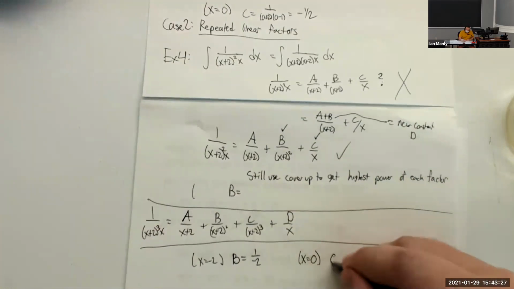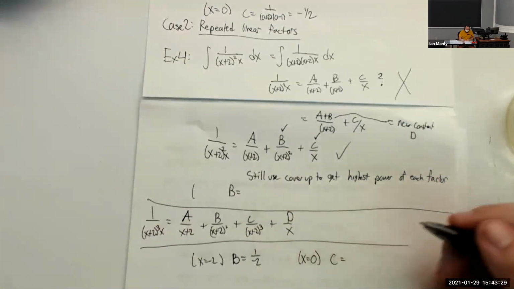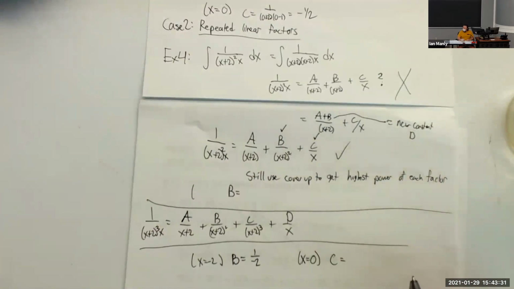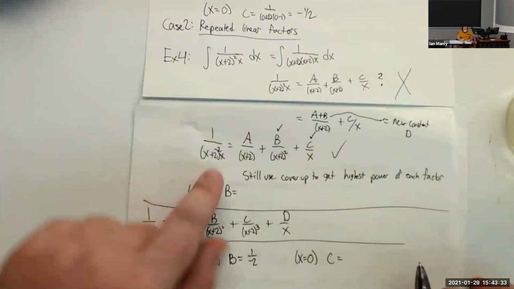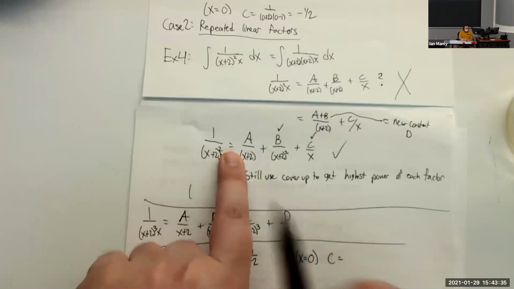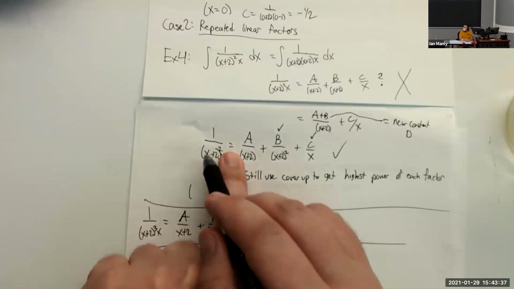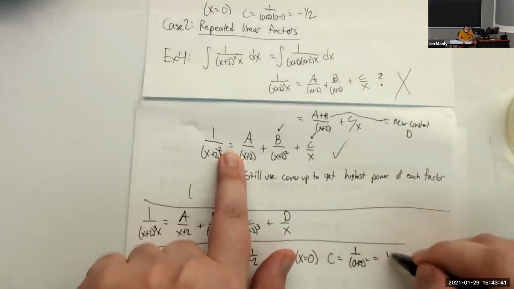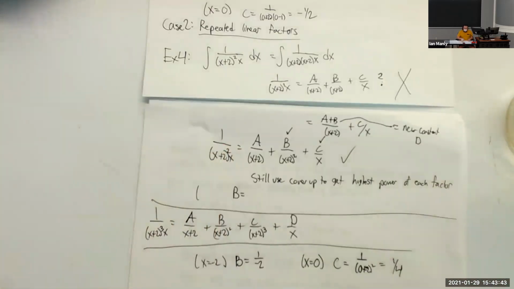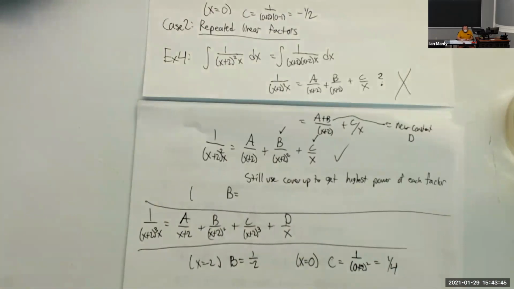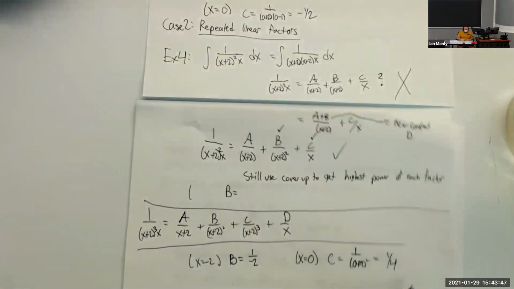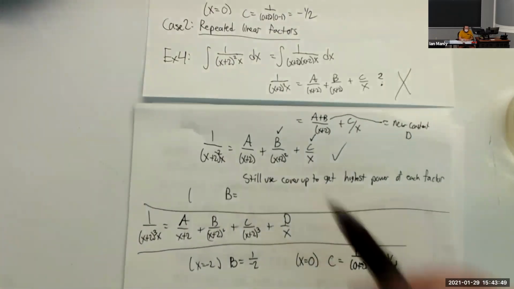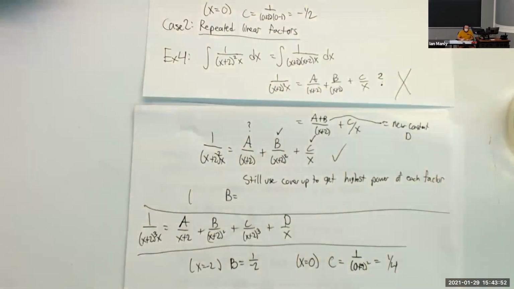All right, now let's do x equals 0 to get what c is going to be. Let's see here. So if I cover up just this x right here and I put 0 in for this, I have 1 over 0 plus 2 squared, aka 1/4. All right, now I got b and I got c, but I still need to get a. And how am I going to get a?